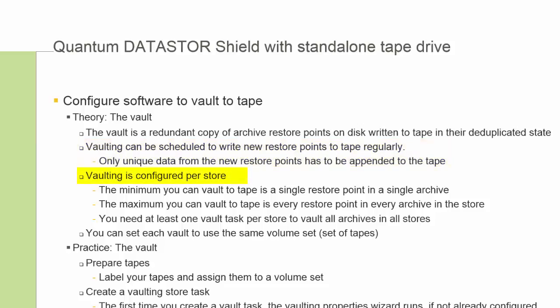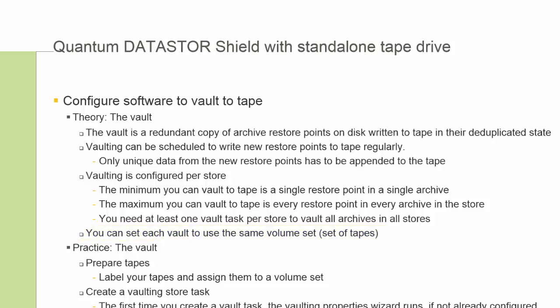Vaulting is configured on a per store basis. The minimum you can vault to tape is a single restore point from a single archive. The maximum you can vault to tape with a single vault task is every restore point in every archive in the store. You need at least one vault task per store to vault all archives in all stores. You can set each vault to use the same volume set. A volume set is just a set of tapes.